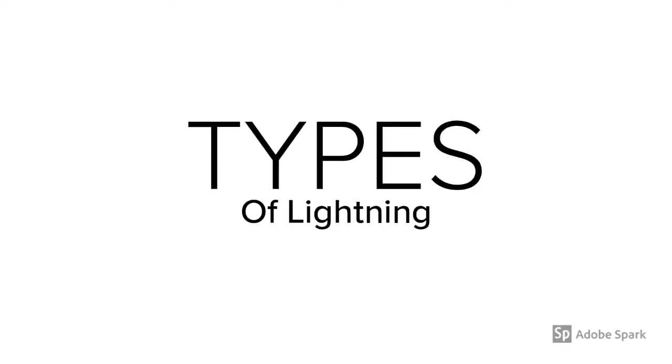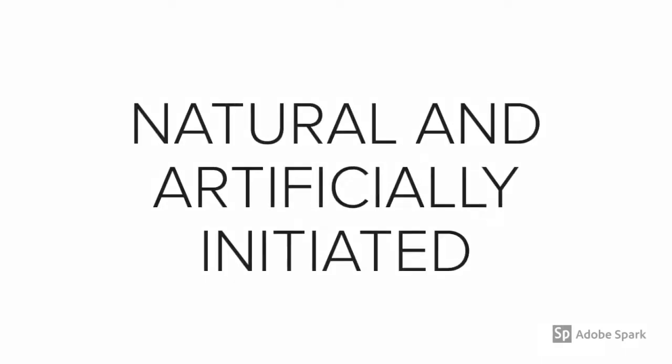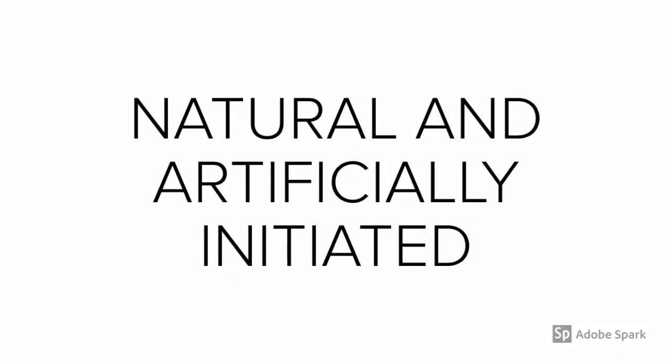Now that we have a basic understanding of how lightning is caused, we should learn about the different variations and types of lightning that there are. Get ready, because there's a lot. All lightning can be categorized as either natural or artificially initiated. Natural lightning occurs between clouds in the sky, while artificially initiated lightning occurs between man-made objects like planes and clouds. Now, we can look at some other types of lightning that are beneath these two headers.